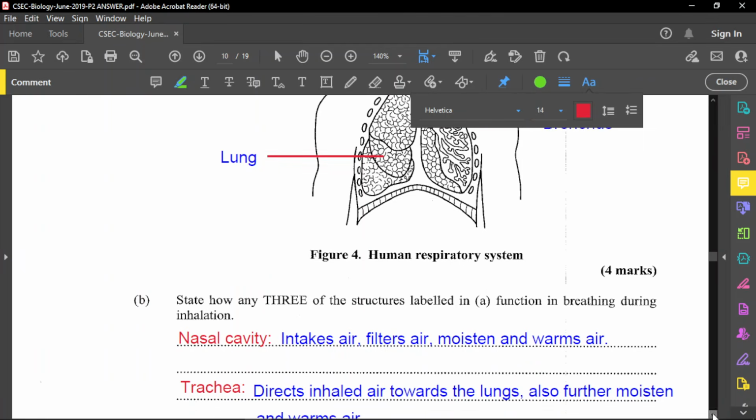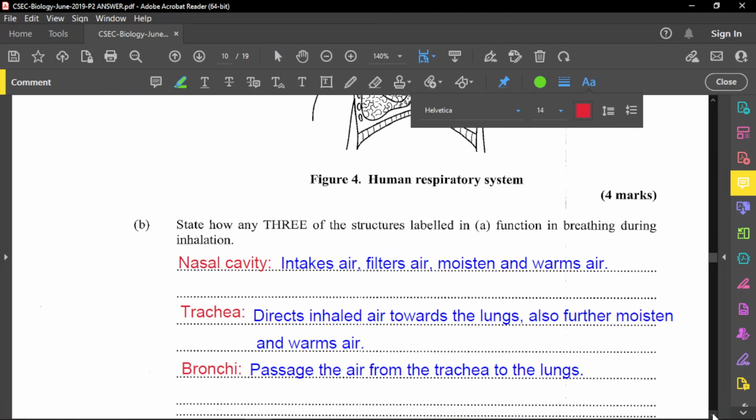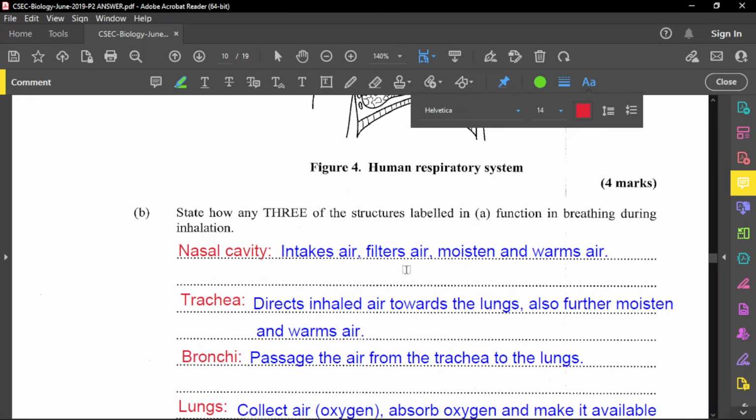Now for part B, state how any 3 of the structures labeled in A function in breathing during inhalation. So in inhaling, the nasal cavity will intake air, and what the nasal cavity will do is filter the air, moisten the air, and also warm the air. The trachea now will direct inhaled air towards the lungs, and it also further moistens and warms the air as well. That's the function of a trachea.